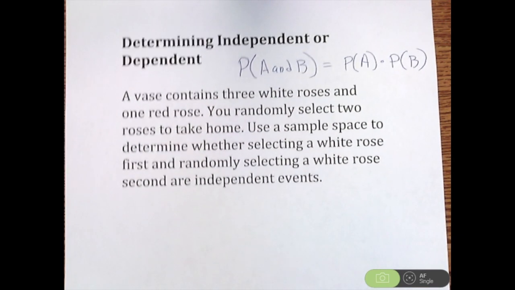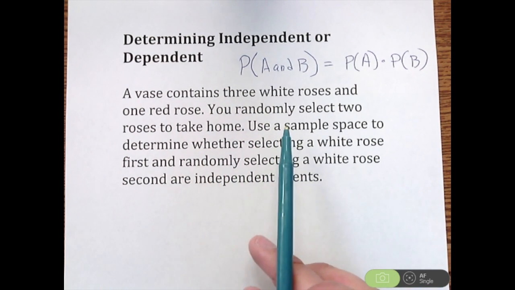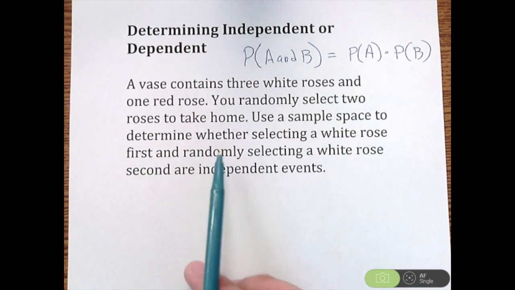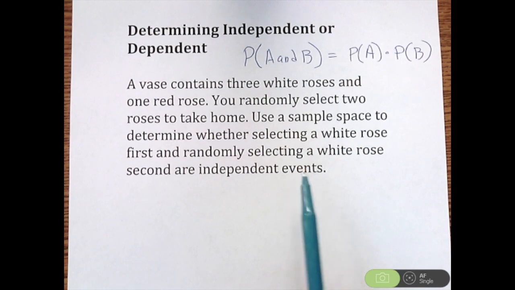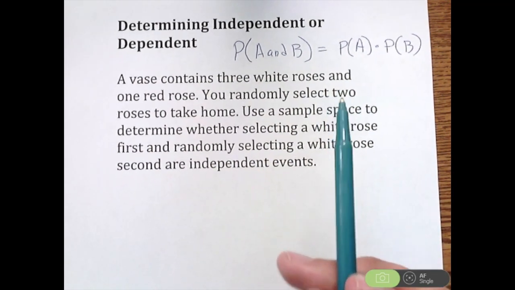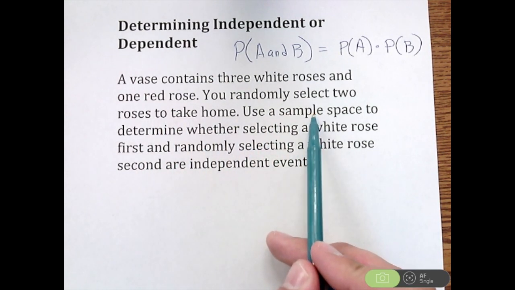So let's look at an example. A vase contains 3 white roses and 1 red rose. You randomly select 2 roses to take home. Use a sample space to determine whether selecting a white rose first and randomly selecting a white rose second are independent events. We're eventually going to use this, but before I get there, I want to draw a picture and figure out what this sample space looks like.